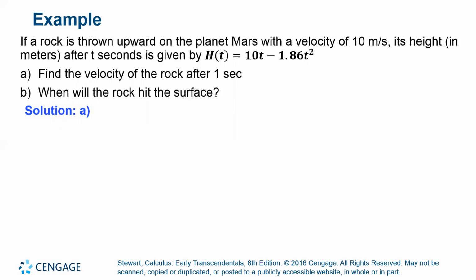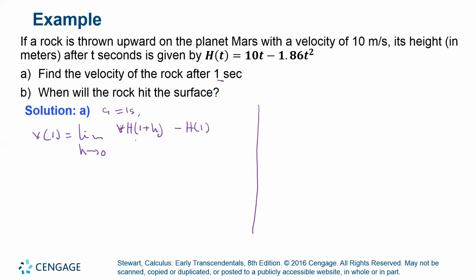So find the velocity of the rock after 1 second. And when will the rock hit the surface? Okay, so again, here, what is a for part A? My a is equal to 1 because it's 1 second. All right, and so the velocity at 1 is given by the limit as h goes towards 0 of H of 1 plus h minus H of 1, divided by h.